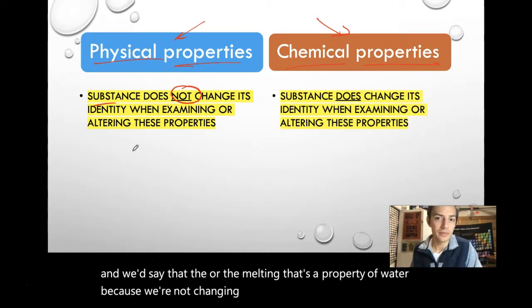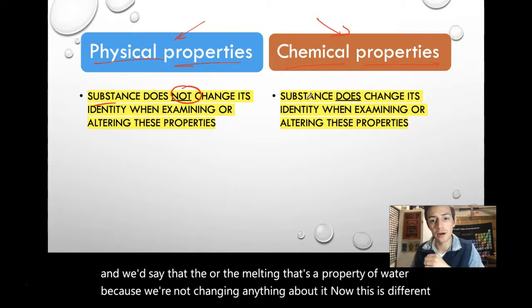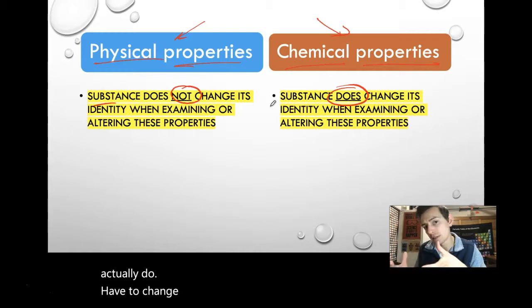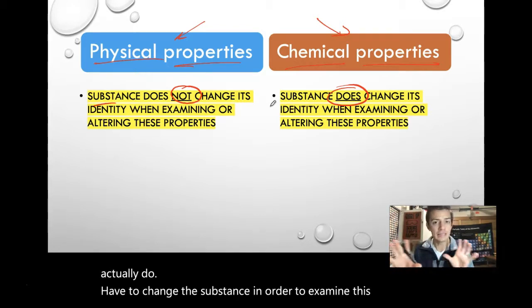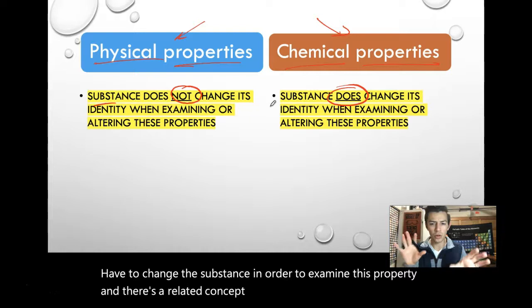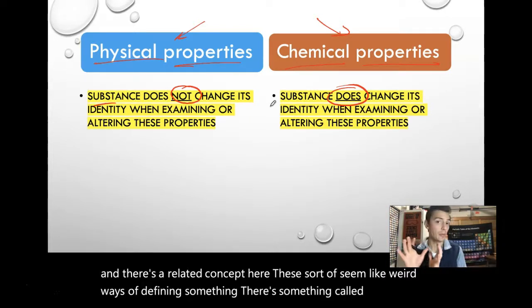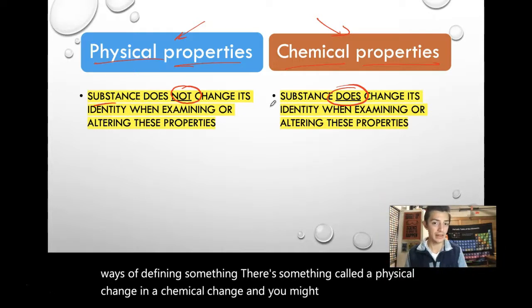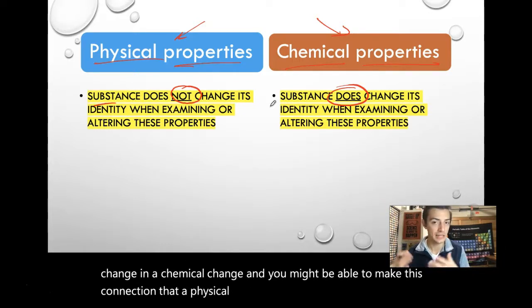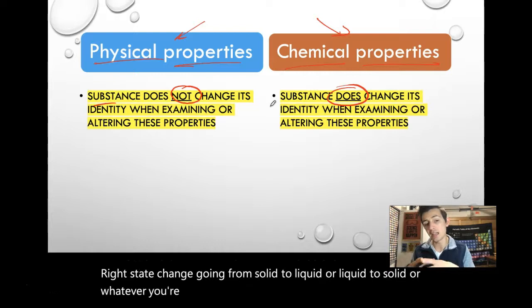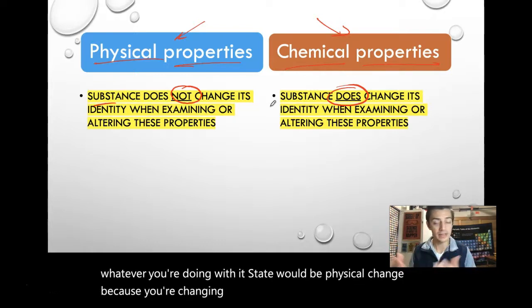Now, this is different from a chemical property because for a chemical property, we actually do have to change the substance in order to examine this property. And there's a related concept here. These sort of seem like weird ways of defining something. There's something called a physical change and a chemical change. And you might be able to make this connection that a physical change would be changing its state, right? A state change going from solid to liquid or liquid to solid or whatever you're doing with its state would be a physical change because you're changing a physical property of that substance.